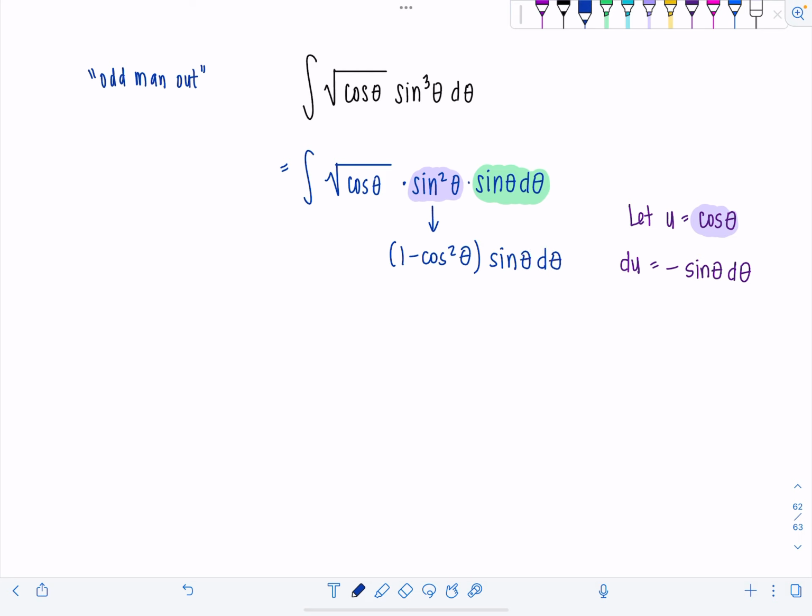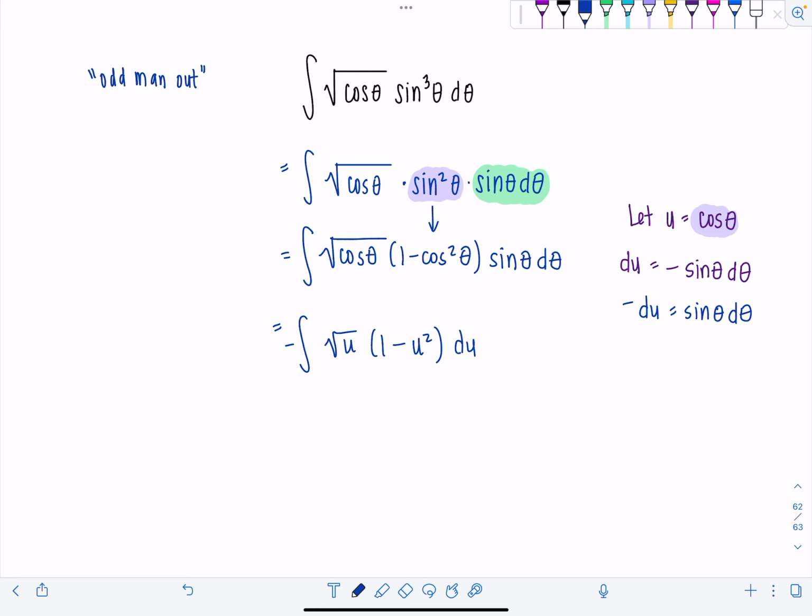So check this out. How's it looking? Do you feel good? I feel great. Okay, so we have the integral. Instead of square root of cosine theta, I'm going to have square root of u. Instead of 1 minus cosine squared, that's 1 minus u squared. Beautiful. And then sine theta d theta, well, really negative du is sine theta d theta. So I'm going to put du here and the minus sign outside.